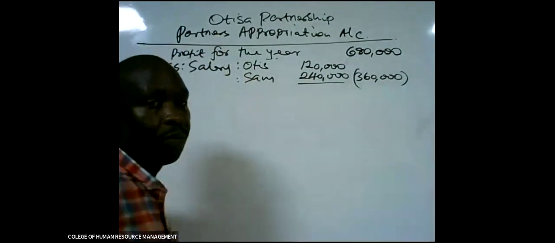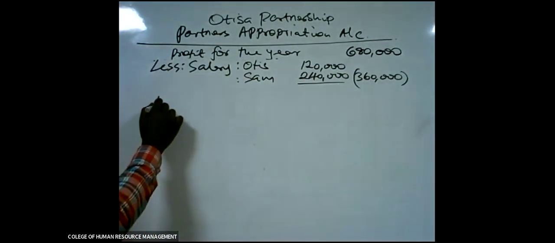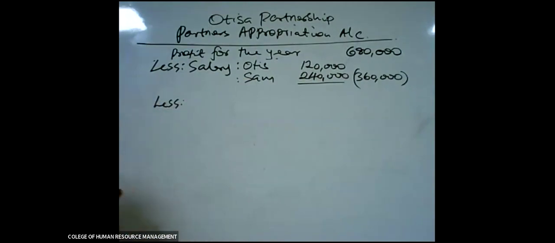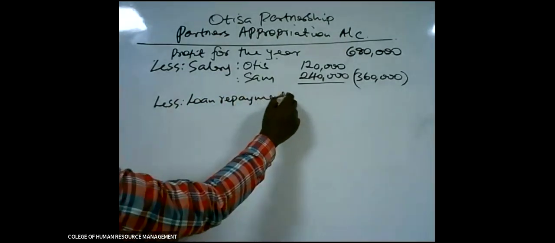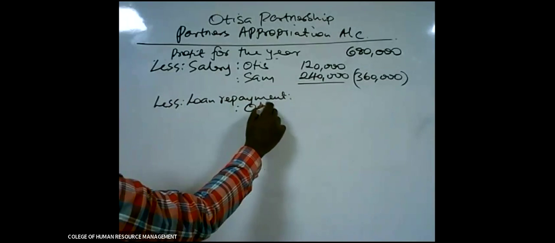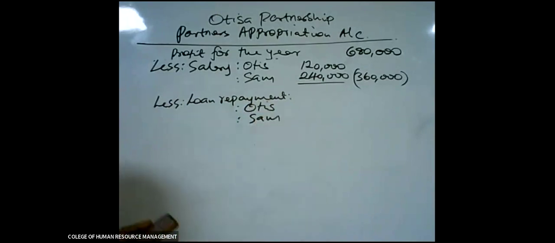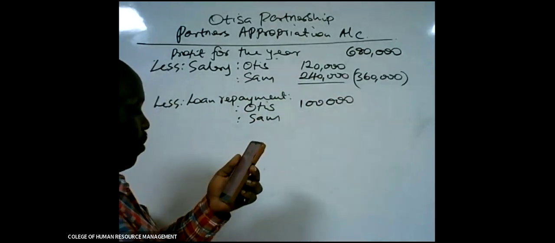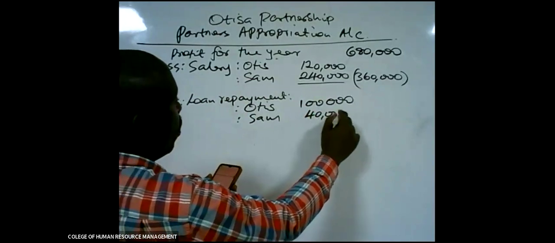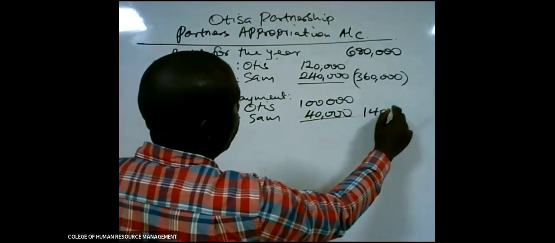We shall deduct. We also deduct the loan repayment. Otis and Sam. The recording is on, don't worry. The loan repayment, 100,000 for Otis. The other person is 40,000. So that is a total of 140,000.